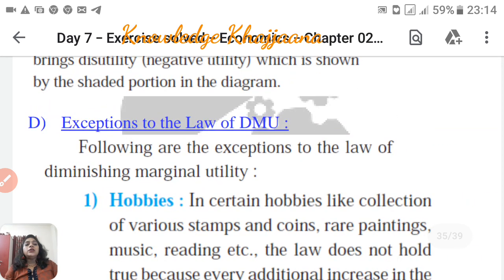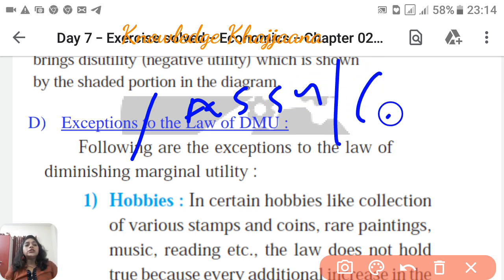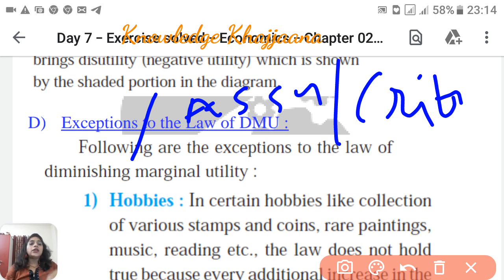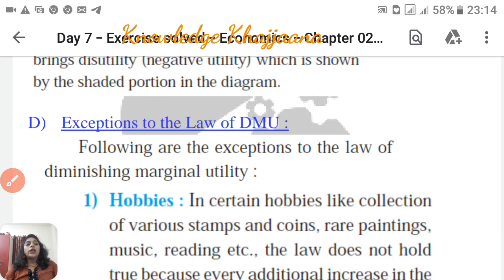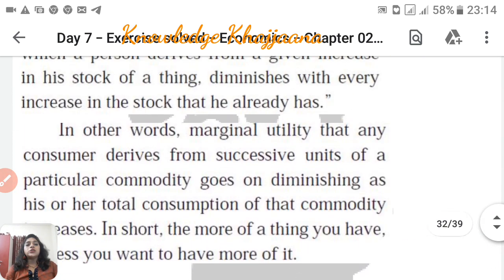Now see, here instead of exception, the question can be asked as for assumptions also, or for criticisms also. If anything is asked instead of exceptions, it can be assumptions, it can be criticism, but you have to write like this. Means point number A, B, C, you have to write, for any kind of question that has been asked.